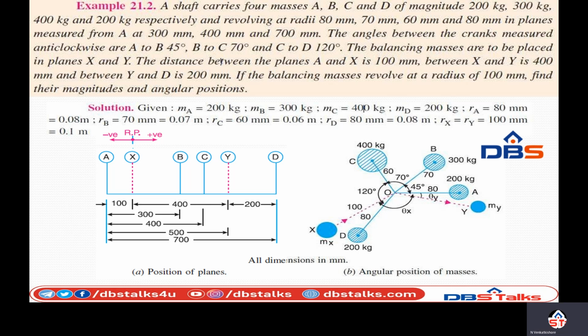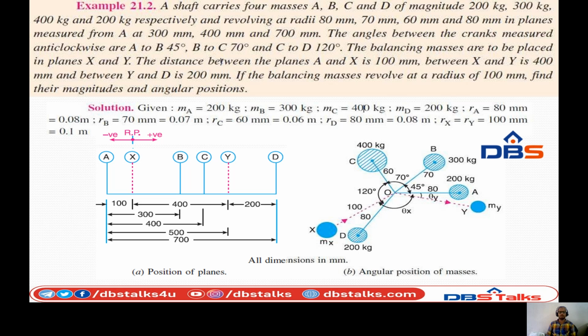Then what are the radii of rotation? That is RA equal to 80, RB equal to 70 mm, RC equal to 60 mm, RD equal to 80 mm. But the units we are representing here are kg meters, so the centrifugal force we are going to calculate in kg meters. So m is in kg, but r is in mm, so you just convert these values into meters. So finally we get the values in meters.